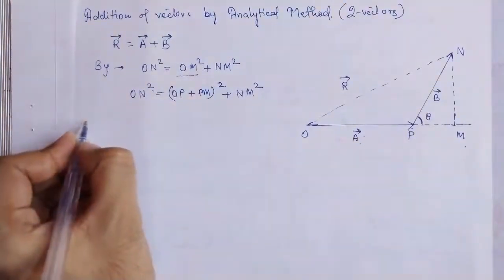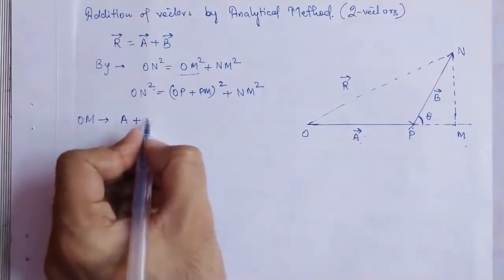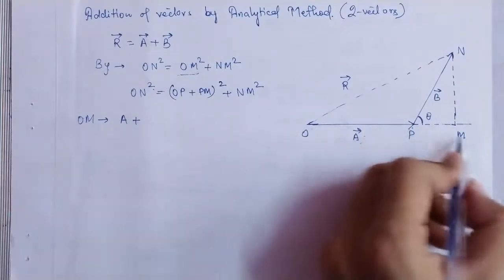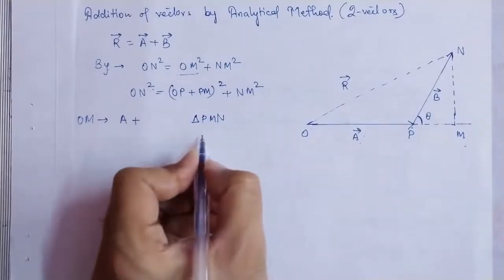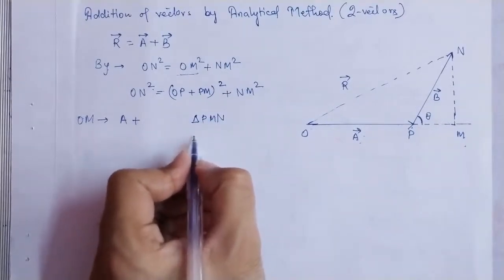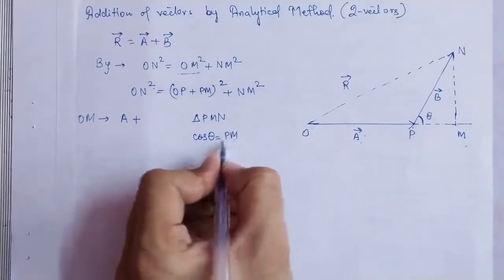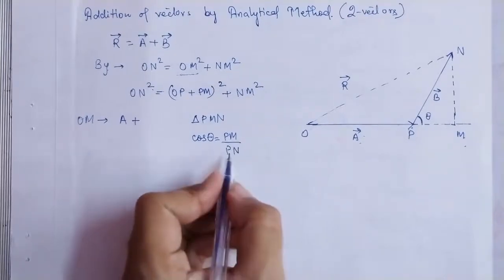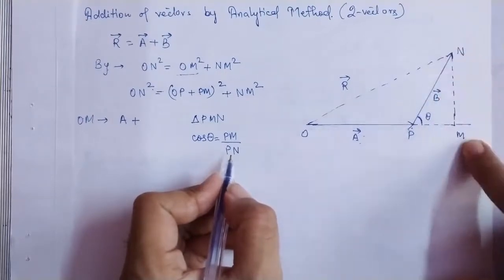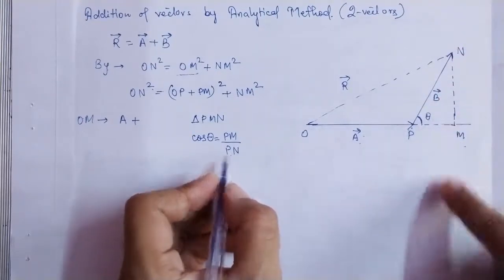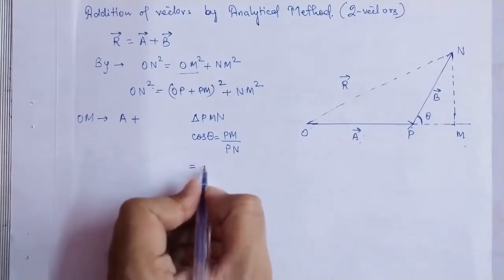So let us see here that I can write OM as OP, and OP is A, and let's write what PM is. You can see that in this triangle PMN, I can take the ratio cos theta, which is equal to PM upon PN. Why am I taking only cos theta? Because I know B and I want to know PM. I do not know the vertical side, so that's why I haven't used any other formula. I used cos theta.